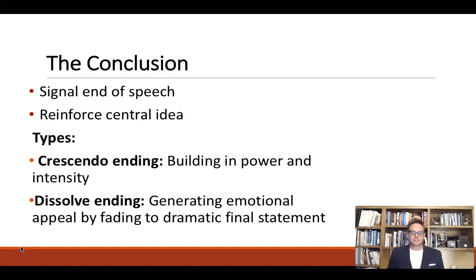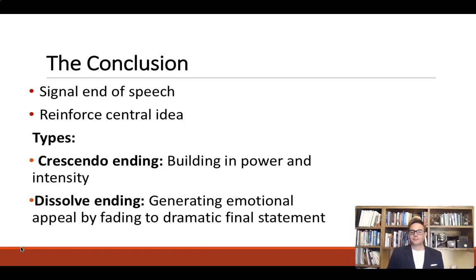Well, the conclusion signals the end of a speech. So again, it signals to the audience, okay, I'm wrapping up, I'm ending my presentation, and it should reinforce the central idea. Now, there are two types of conclusions.